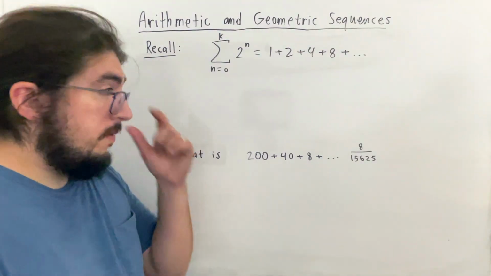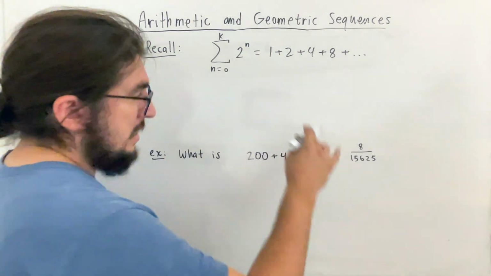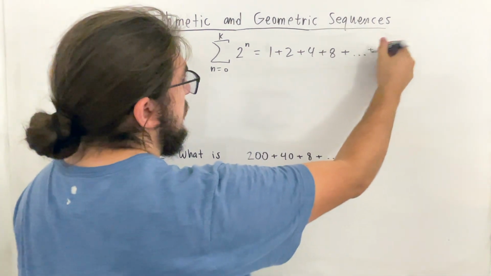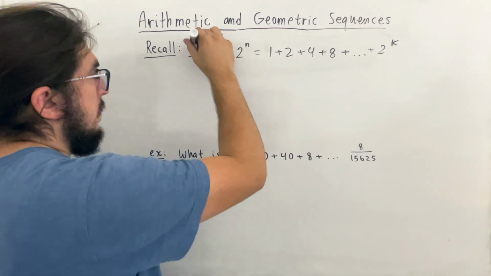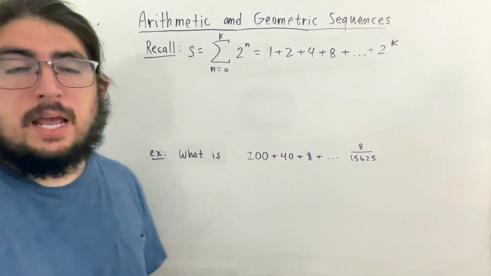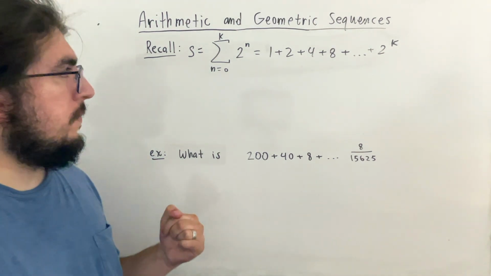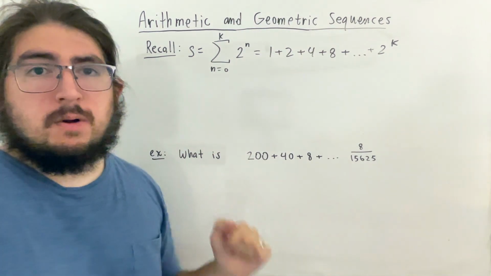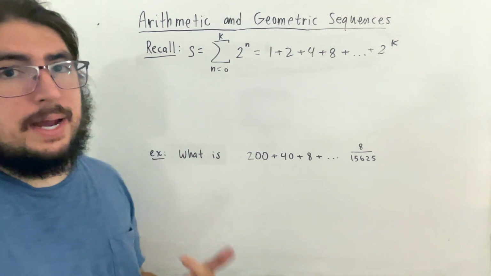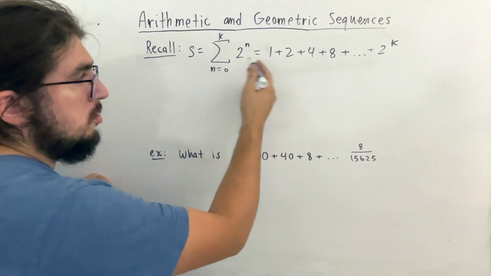So here I want to first recall a sum we kind of saw before. This looks like it's infinite, but it really goes up to 2 to the k. I'm going to call this sum s. We're going to do something similar to what we did in the last problem with the triangular numbers. I'm not going to consider this sum in reverse, though. I'm going to consider this sum multiplied by the common ratio, which here clearly is 2.